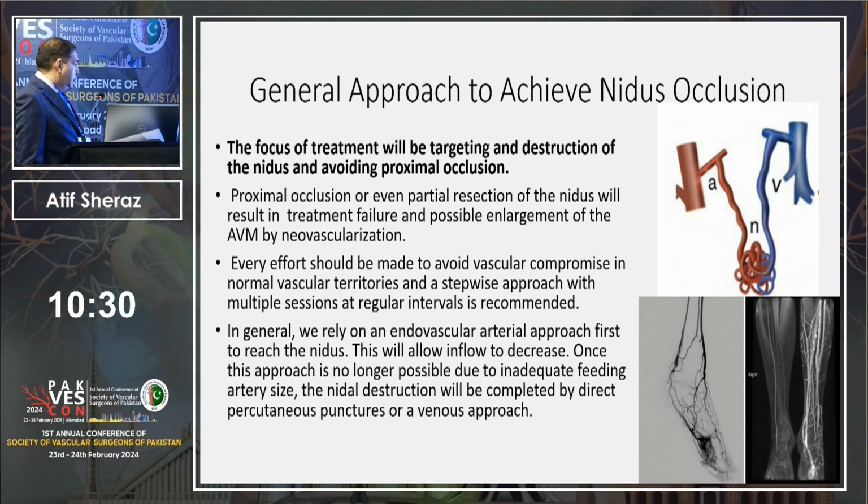Once this approach is no longer possible due to inadequate feeding artery size, the nidal destruction will be completed by direct percutaneous puncture or a venous approach. So basically the theme is that we should never tie the feeding vessel, we should never occlude the feeding vessel, and we should treat the nidus itself. Otherwise, it will take fresh blood supply from somewhere else.